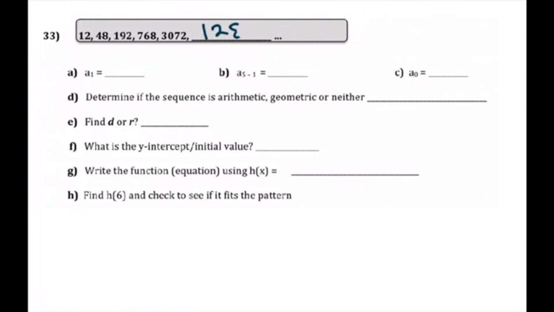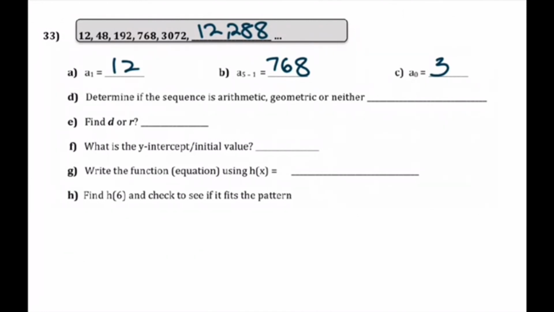122.80. That's right. Can you say that in like... Yeah, 12,280. Okay. That's what I thought you meant, but I just had to be sure that that's really what you were saying. Okay. All right, so a sub 1, did everybody put 12 for that? A sub 5 minus 1 is? Okay. A sub 0 is?